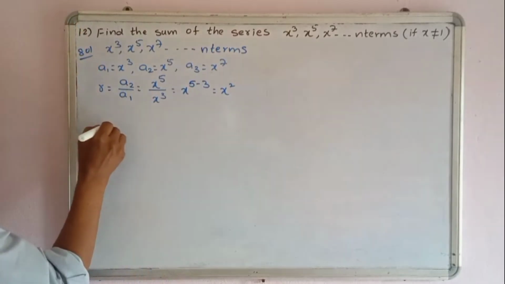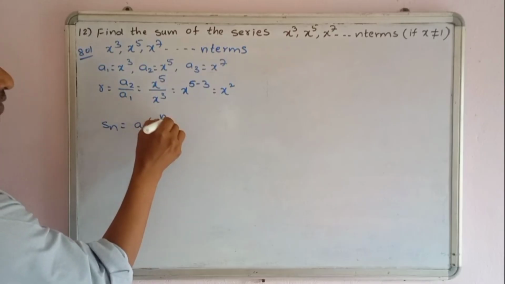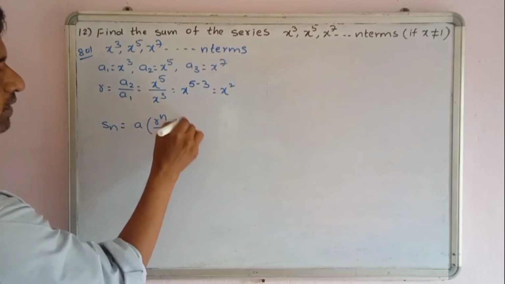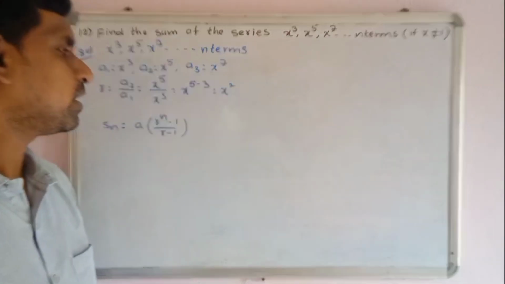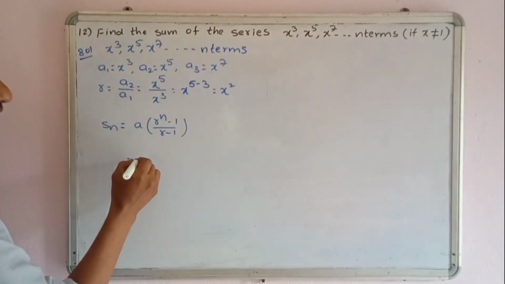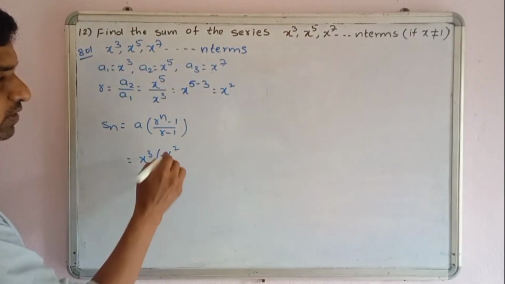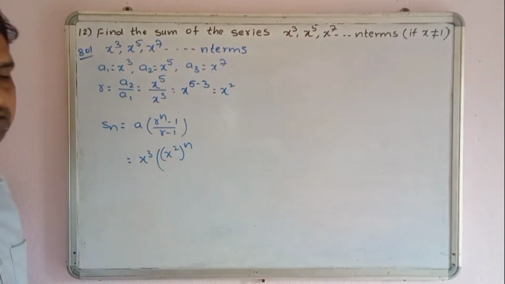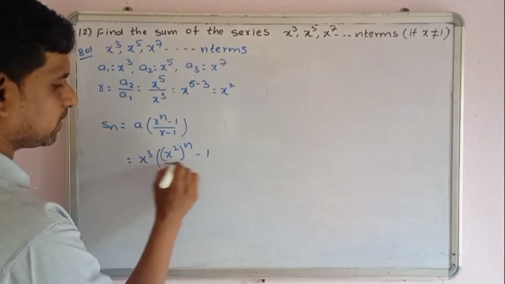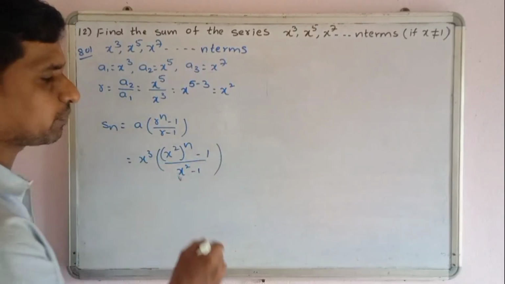Okay. Sn equals, what is the formula? a into r power n minus 1 by r minus 1. Here a is a1, that is x power 3, r value x square, x square power n minus 1 by r minus 1, that is x square minus 1.